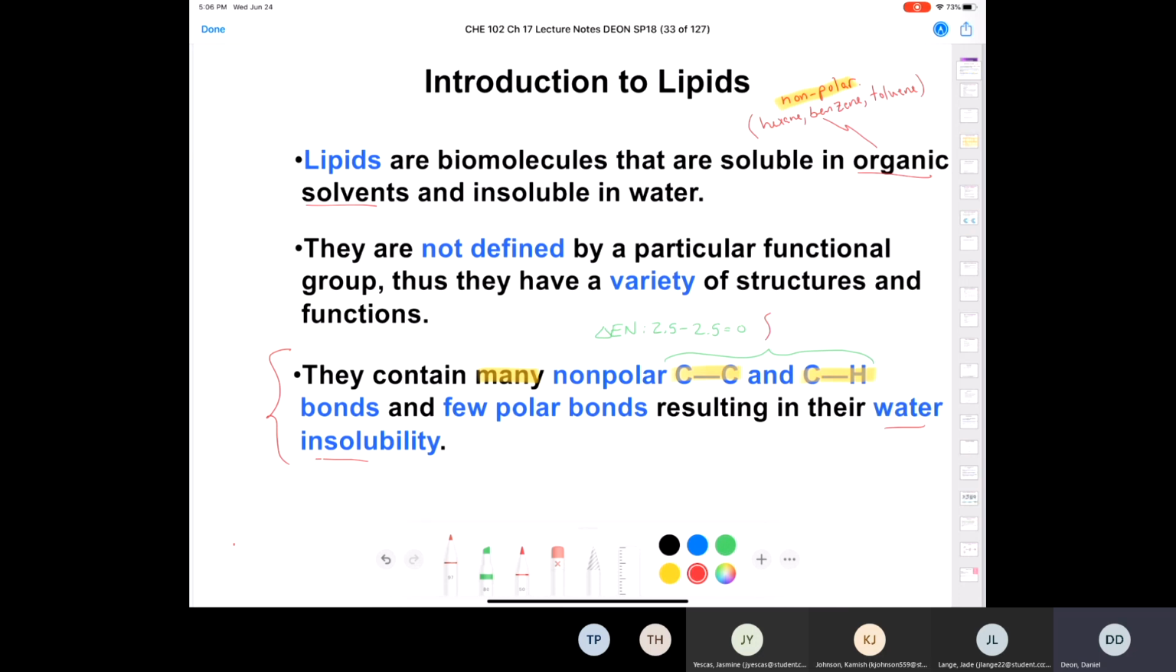And for carbon-hydrogen, I get a delta EN of 2.5 for the carbon minus 2.1 for the hydrogen. That gives me 0.4. And if you remember, the cutoff for a bond being a nonpolar bond meant that the difference in electronegativity had to be less than 0.5 units. So again, we're going to see a lot of nonpolar bonds in lipids.